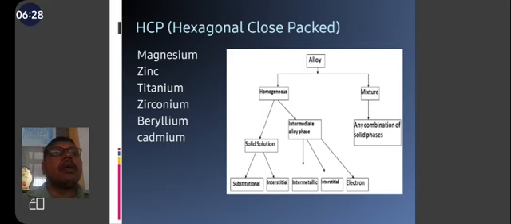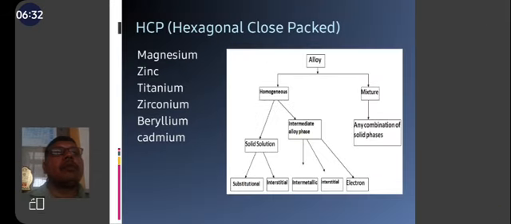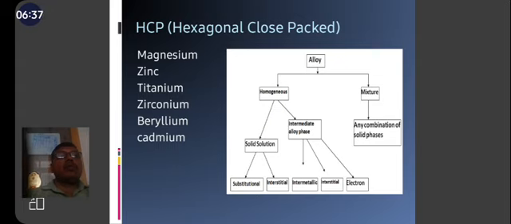These materials are alloys. Alloys are of two types: homogeneous and mixture alloys. Homogeneous alloys are subdivided into solid solutions and intermetallic compounds. Mixtures are combinations of solid phases. The solid solutions are further classified into two types: substitutional and interstitial.